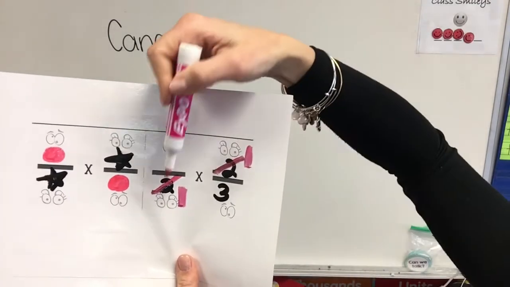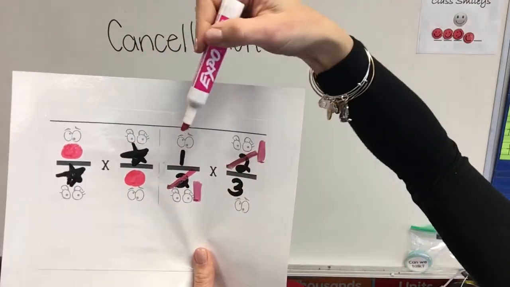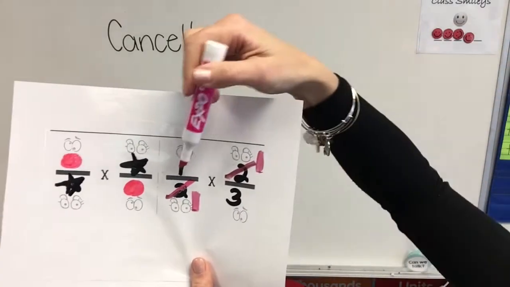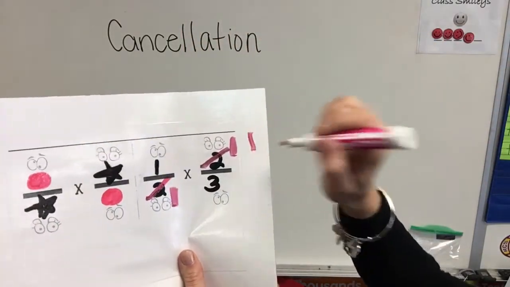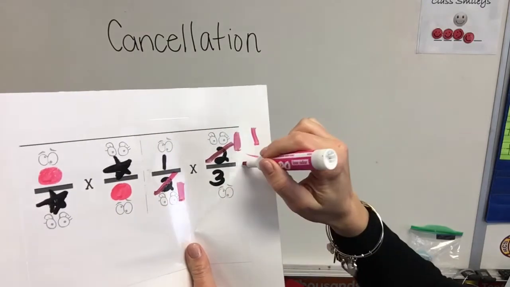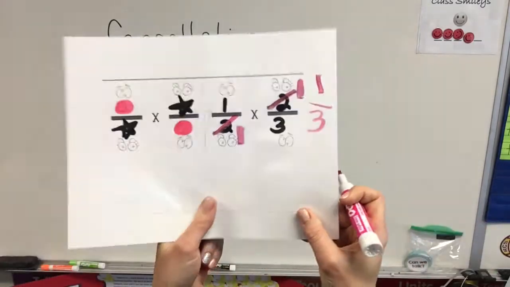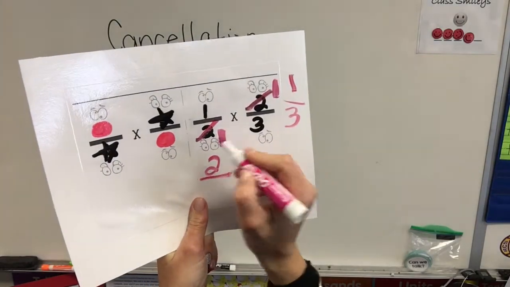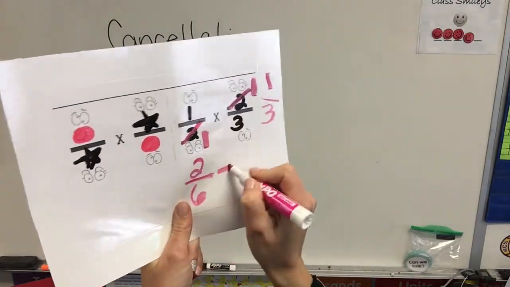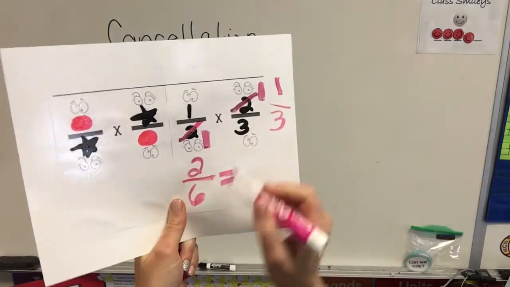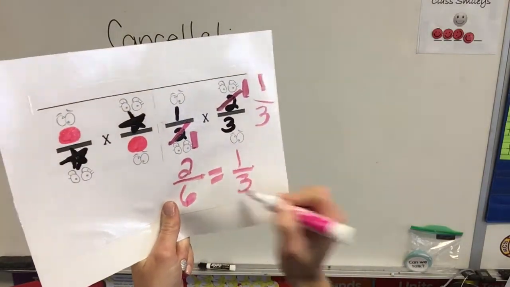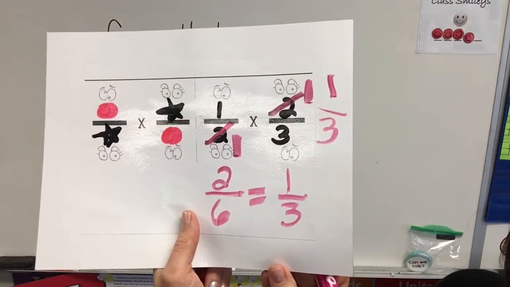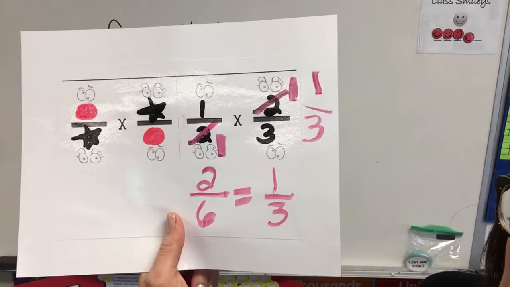So instead of having 1/2 times 2/3, I made this simpler by getting rid of my 2's, calling them 1's, and saying 1 times 1 is 1, and 1 times 3 is 3. Now if we had worked this out, we would have 1 times 2 is 2, and 2 times 3 is 6. And then we would have to reduce that, and we know that 2/6 equals 1/3. But we made work easier for ourselves by actually simplifying before we did the math.